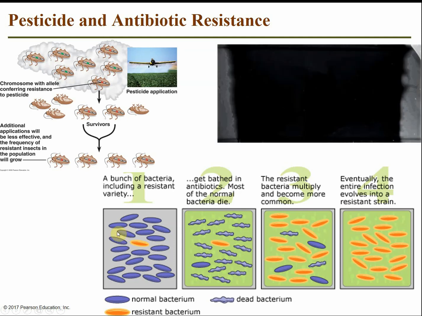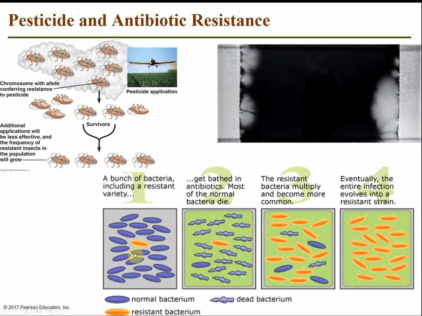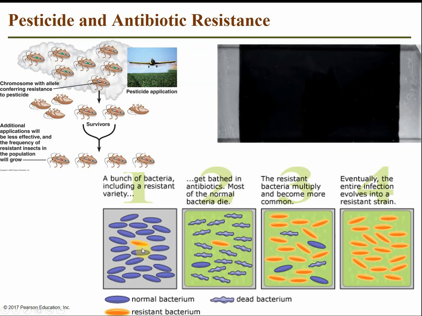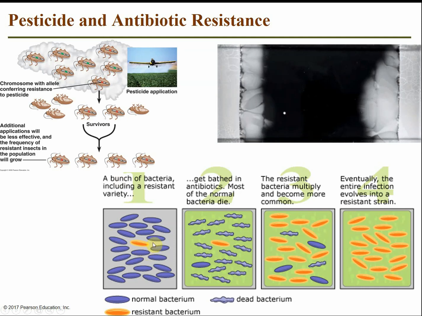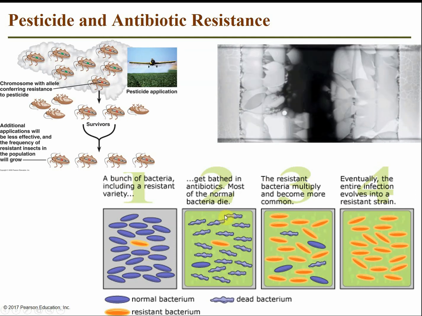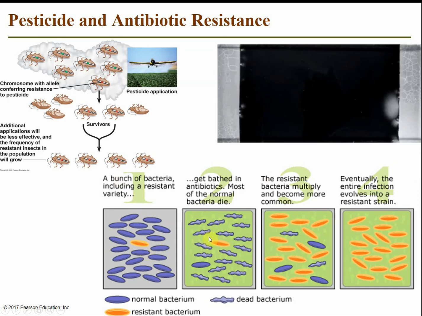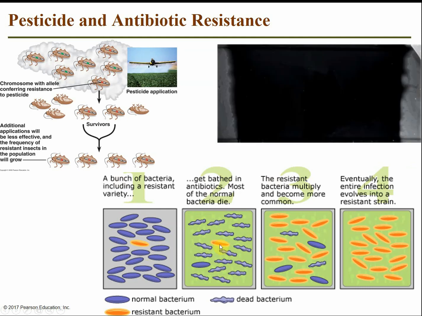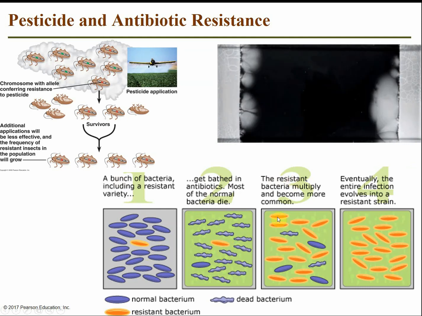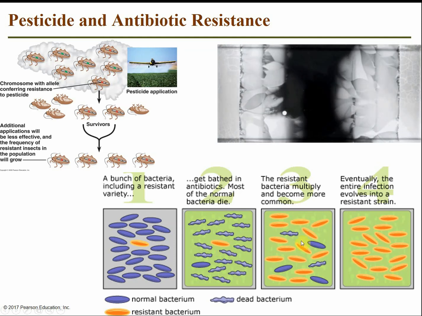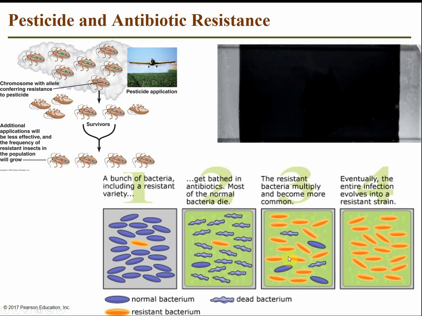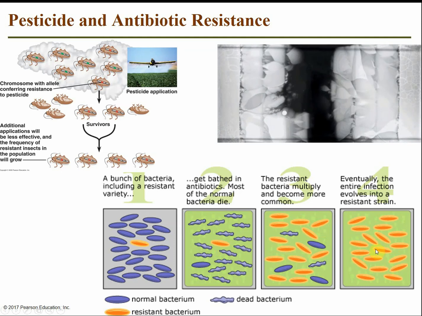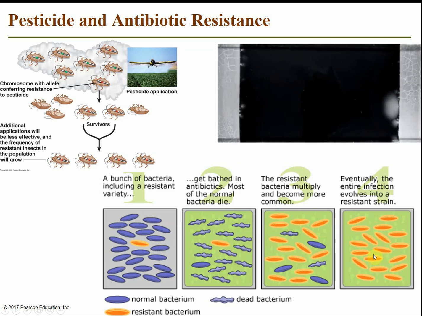Right, so again, this is showing a bunch of bacteria, including one mutant that now has resistance to the antibiotic. So we treat with the antibiotic, it kills all of the normal bacteria, but that one mutant that happens to be resistant is going to survive. It's going to survive and multiply and become more common in the population. So now the entire infection evolves into a resistant strain.